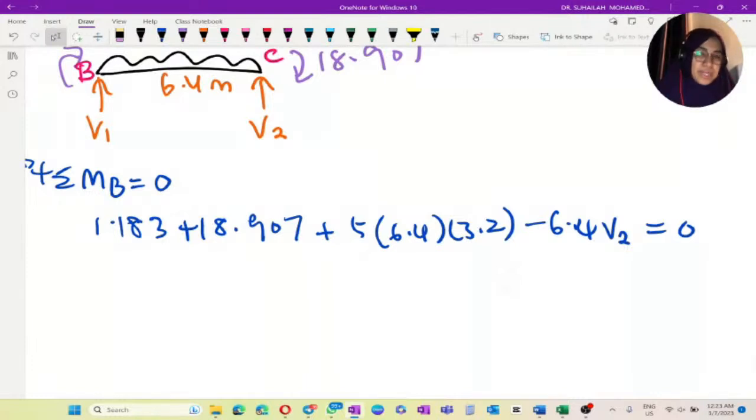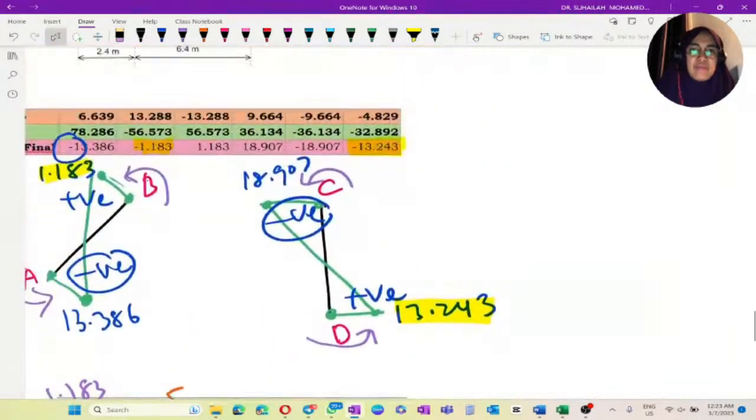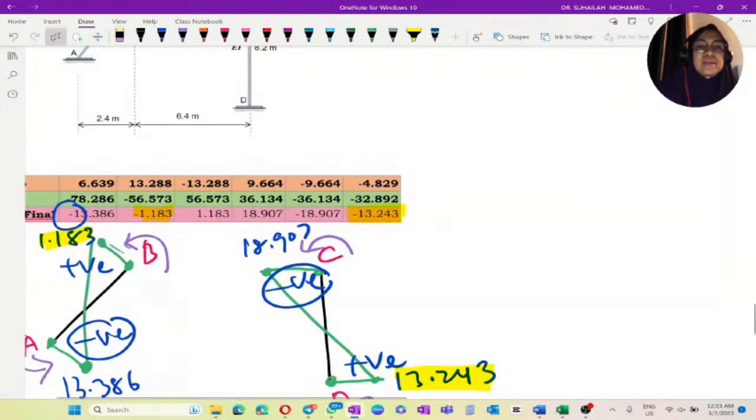So it's 1.183 plus 18.907. It is positive, positive. We get this from the table. Positive, positive.